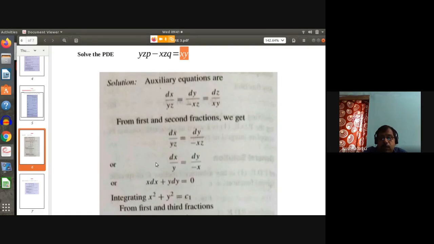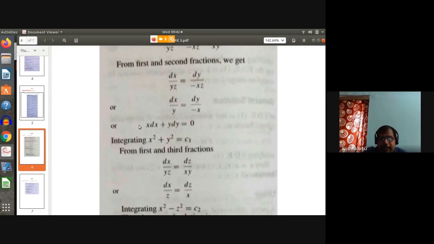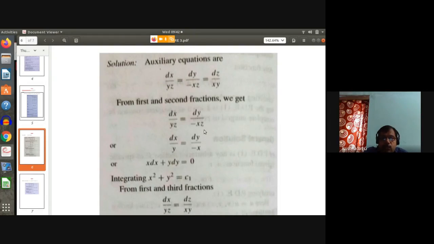Is it clear? dx by y equal to dy by minus x, and we take minus x to this side and plus y to this side. So what you get is x dx plus y dy equal to 0, which is an exactly integrable ordinary differential equation. So on integrating, what you get is x square by 2 plus y square by 2 equal to a constant. So 2 gets cancelled, you get x square plus y square equal to c. Okay. So after writing the auxiliary equation, we group the first two and integrate. We get x square plus y square equal to c1.